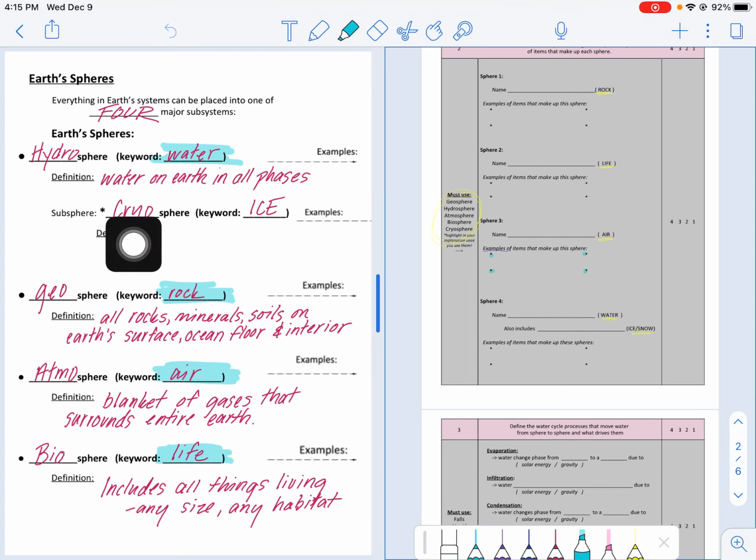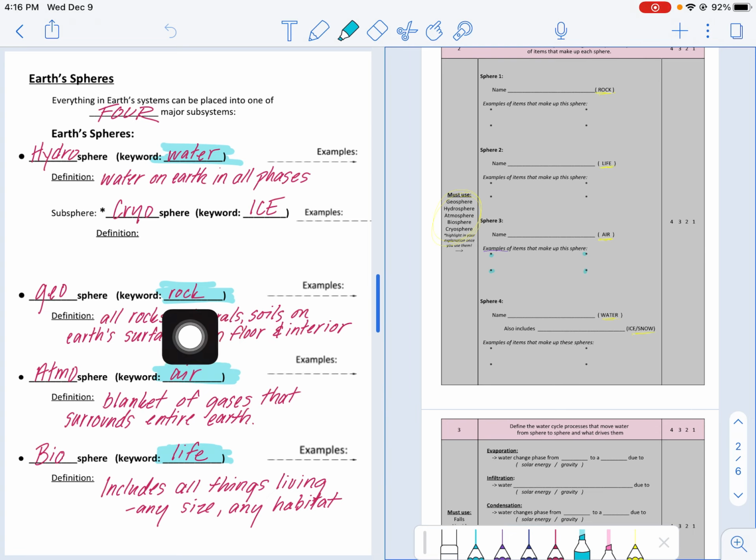Now, a subsphere of that hydrosphere is cryosphere. Cryosphere is where we have that frozen water or ice. So our keyword there is ice. So think about where we'd find water frozen, what that would be, what its name would be. Don't say like North Pole, right? But what is at the North Pole? That's what we want to list.